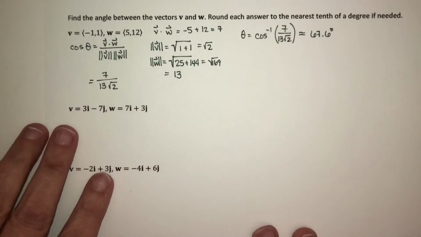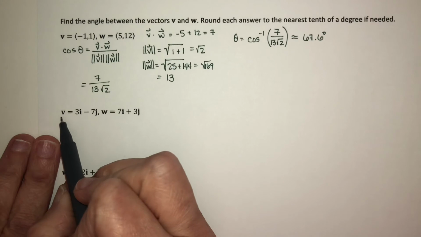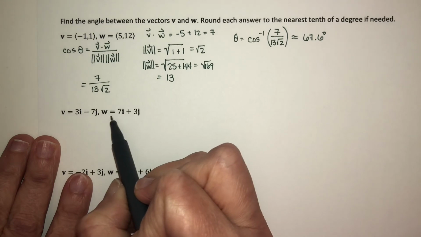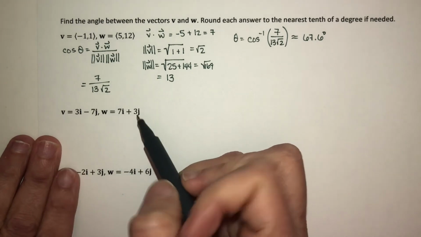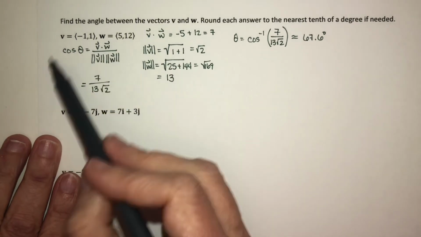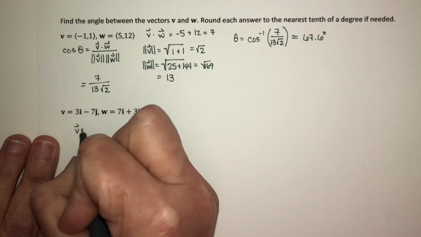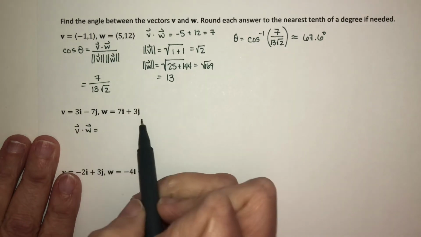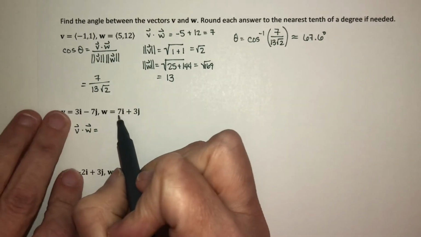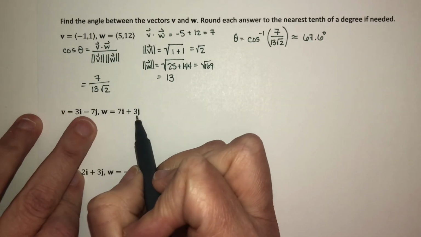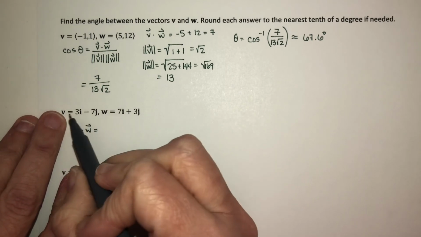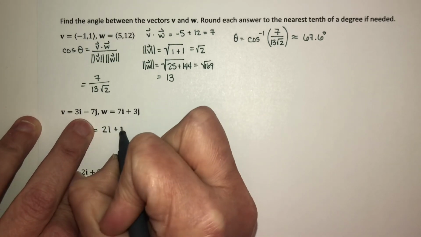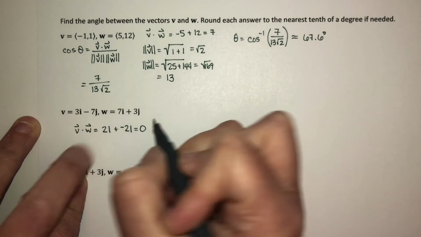Okay. Let's do the same thing here with our v vector as 3i minus 7j and w equal to 7i plus 3j. It's going to be worked exactly the same way. Let's find v dot w first. You can write this as position vectors and then find the dot product, or you can just multiply your i values and then add the multiplication of your j values. 3 times 7 is 21, plus -7 times 3 is -21, which is equal to 0.